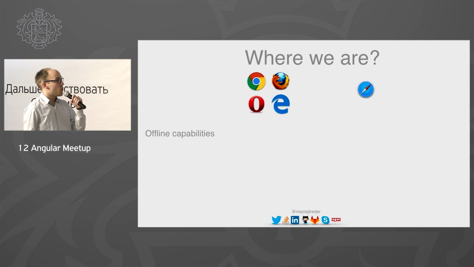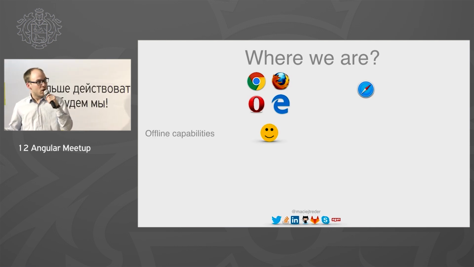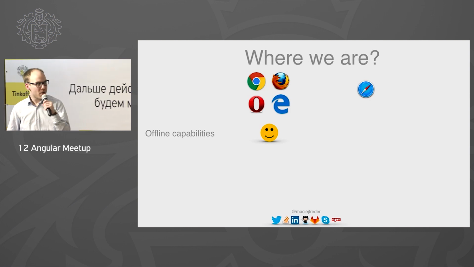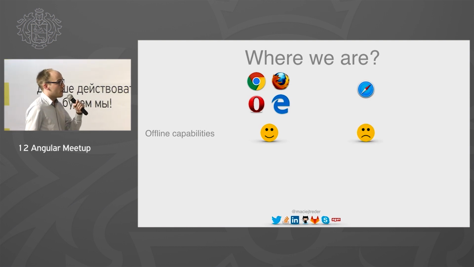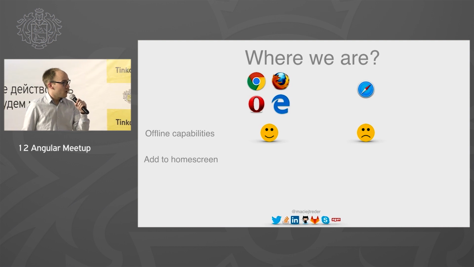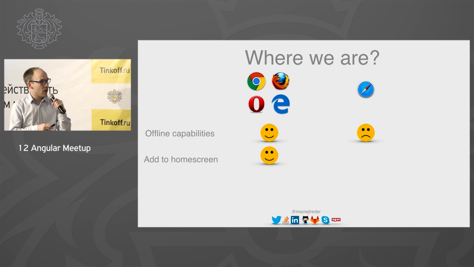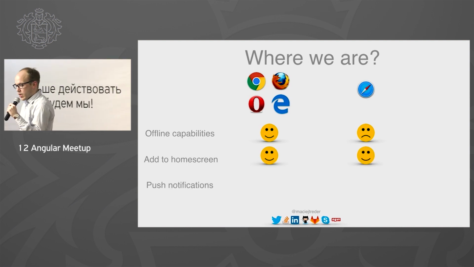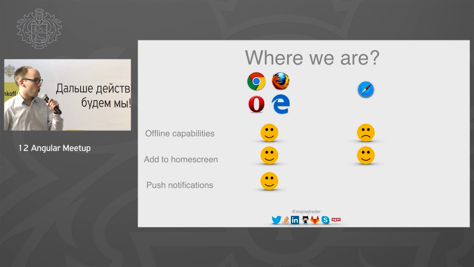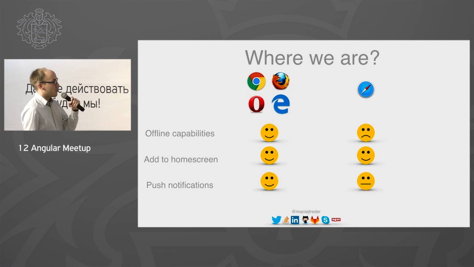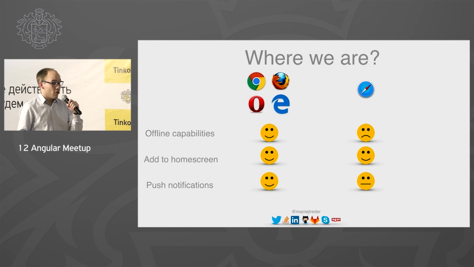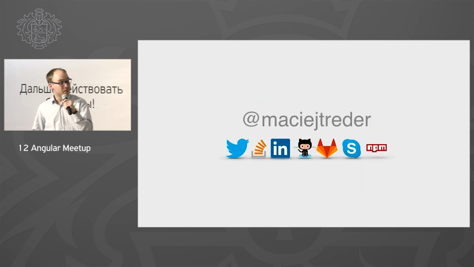So, summarizing where we are. Offline capabilities: on this side, we have Smile. Safari, unfortunately, doesn't support it. Add to home screen is available on both. And push notifications are available on both, but on Safari, they are paid. So I don't know if we should be happy or not, in fact.